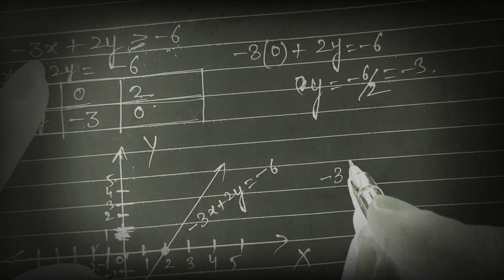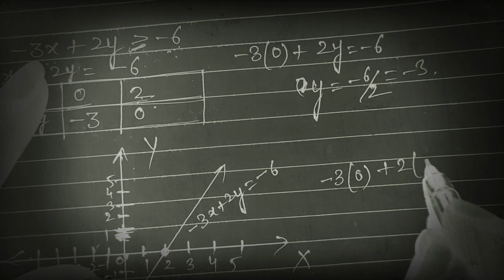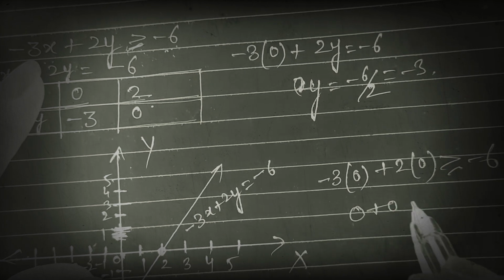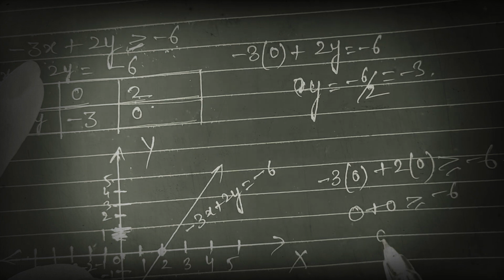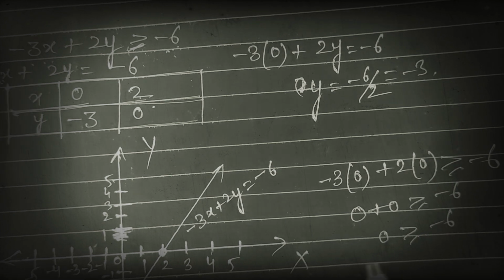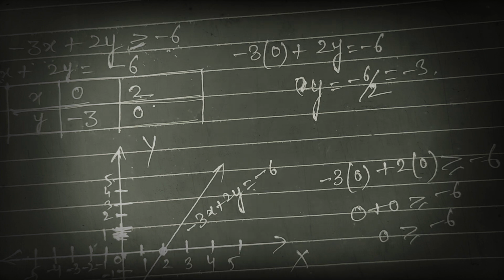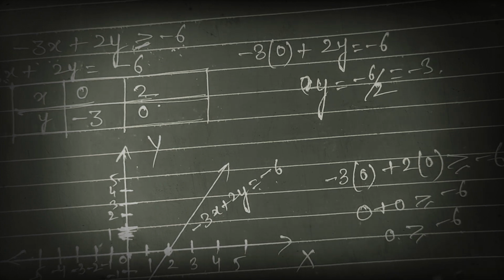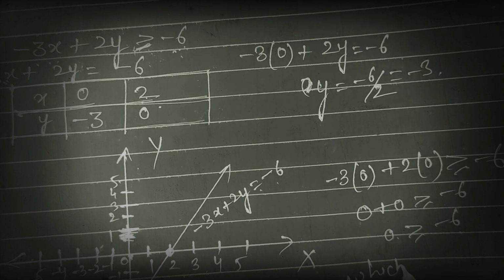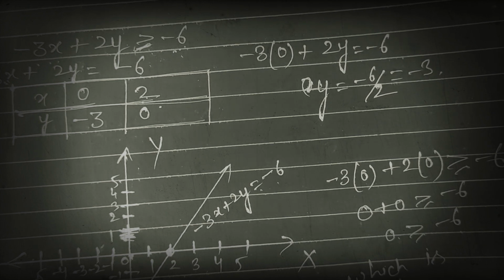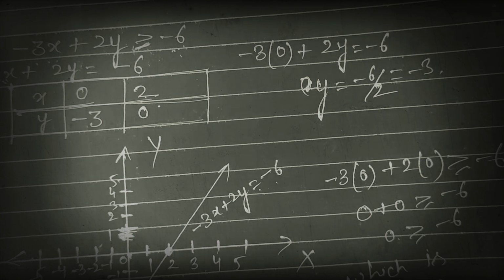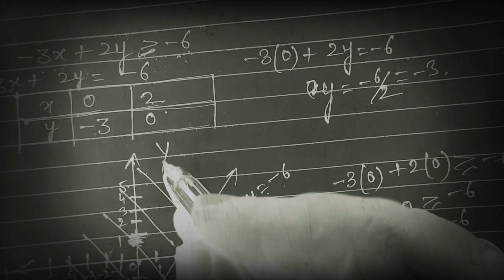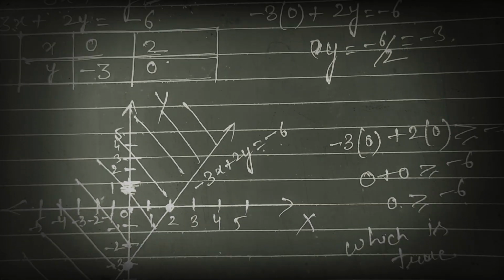So -3 into 0 plus 2 into 0 is greater than or equal to -6. Check it. 0 plus 0, it is greater than or equal to -6. 0 is greater than -6. The equality sign is also here, so this line shows equality. But 0 is greater than -6. Yes, which is true. That means the shaded region is towards the origin in this half plane. Okay or not?